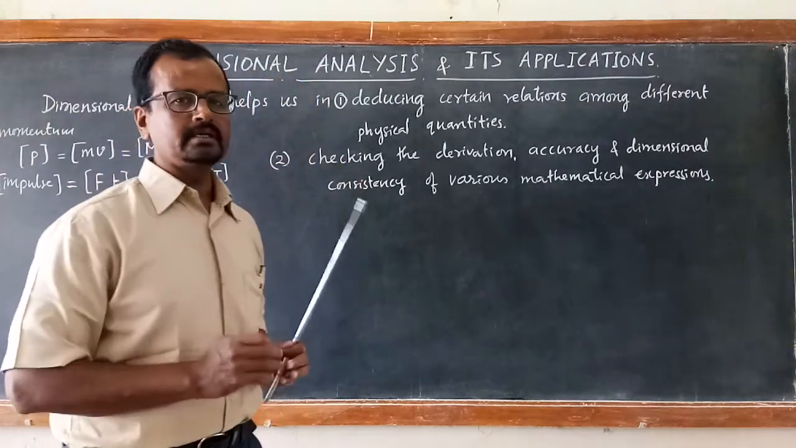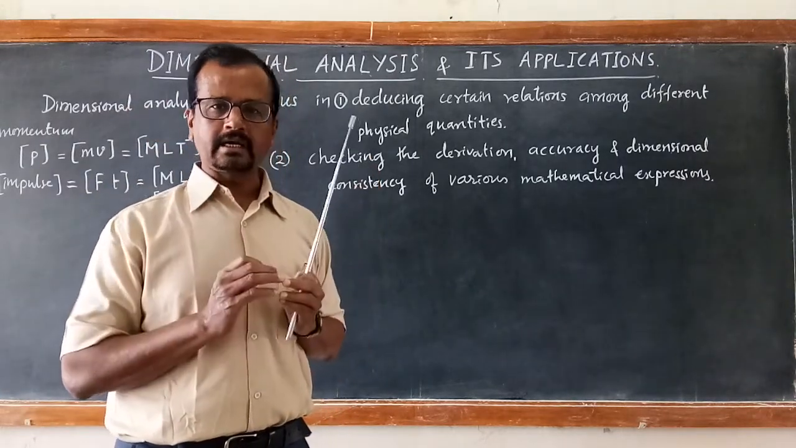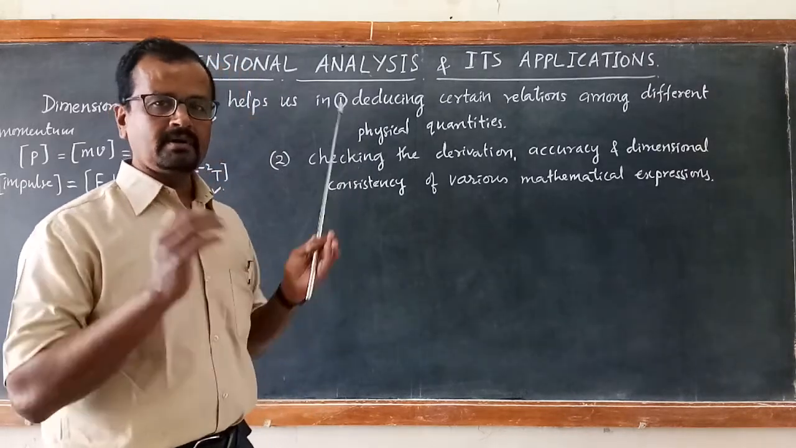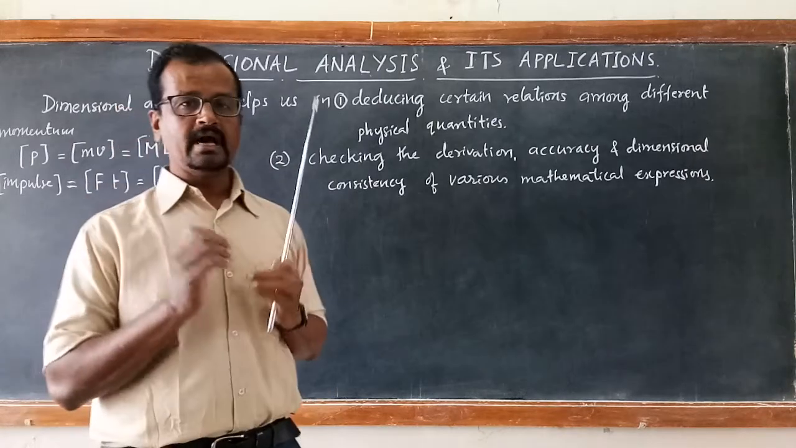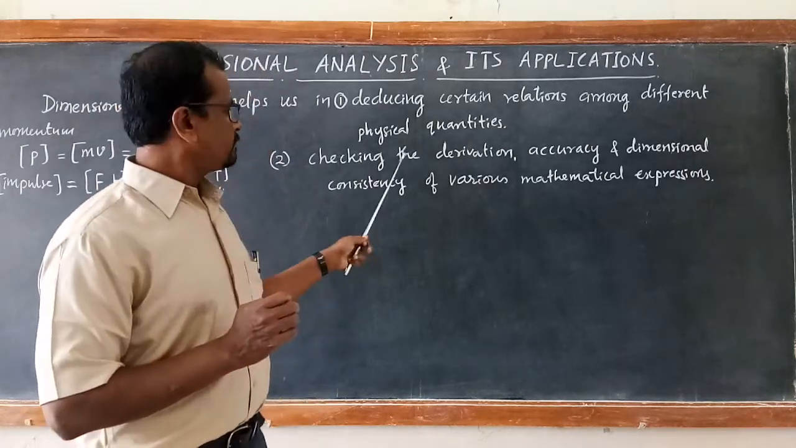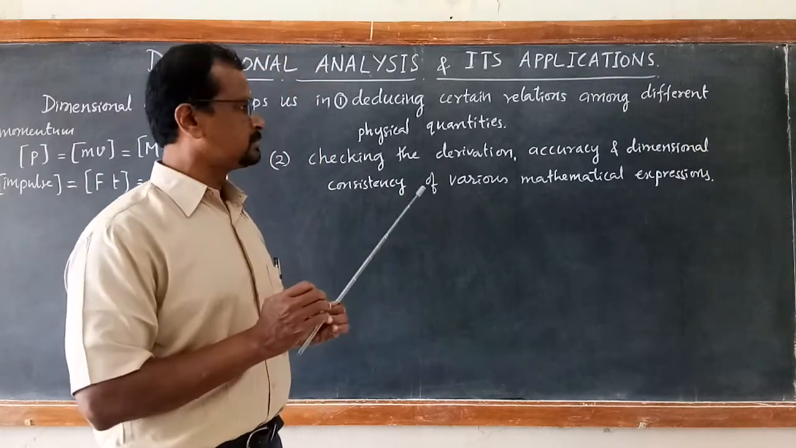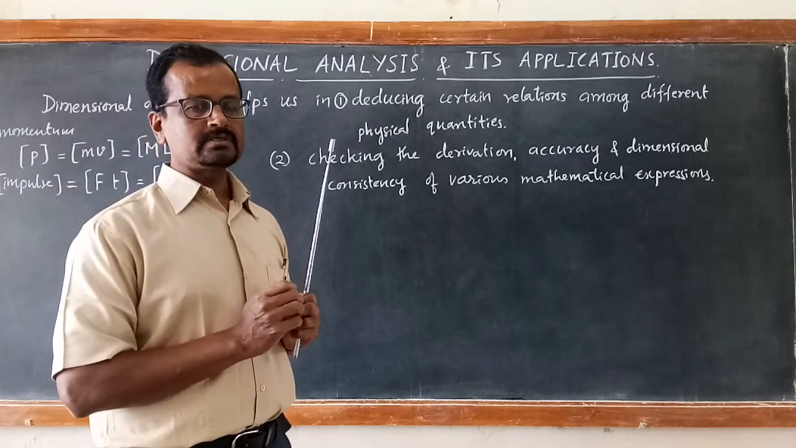When we derive a certain equation, whether that equation is correct or not can be verified with the help of dimensional equations, dimensional analysis. That's what we call dimensional analysis. The checking of the derivation and accuracy of the final result can be verified with the help of the dimensions.